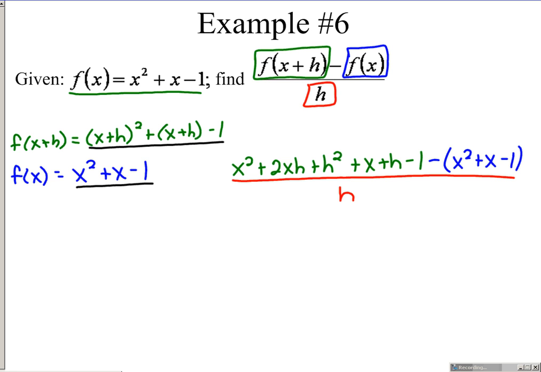x squared minus x squared is gone. 2xh, nothing to combine that with, so I still have 2xh. h squared.